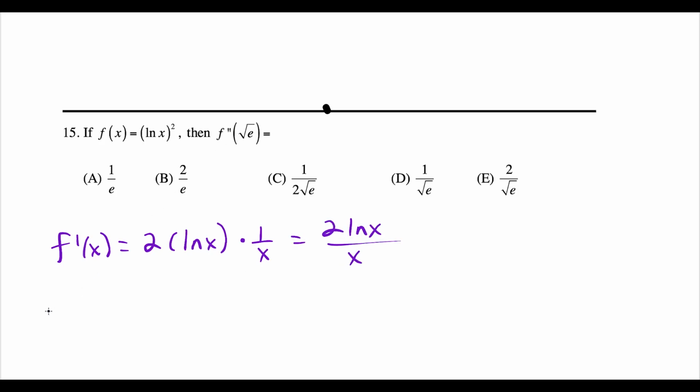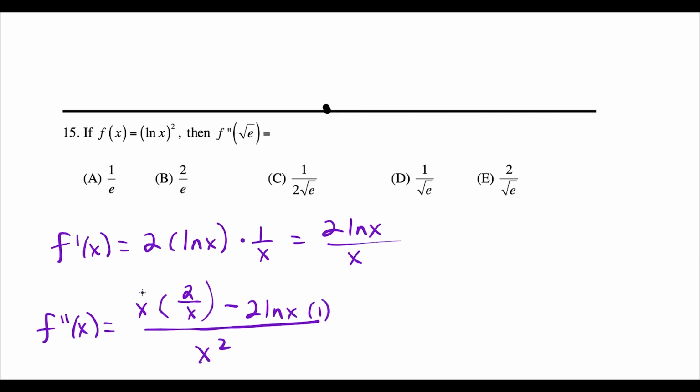So now to find the second derivative, we have to use the quotient rule. So we have f double prime of x, and we have the low function, 2 times the derivative of 2 ln x, which is 2 over x. So we're just doing the derivative of 2 ln x, which is 2 times 1 over x, which gives you this. Minus, and then we have 2 ln x times the derivative of x, which is 1. So we have just times 1 here over x squared. Now x over x is going to cancel out, and this is going to equal 2 minus 2 ln x over x squared. So now what we want to do is we're going to plug in square root of e.